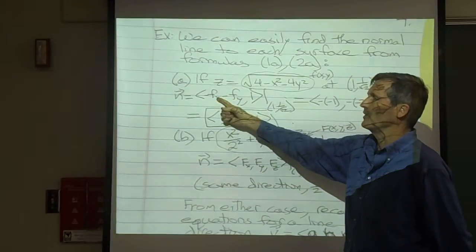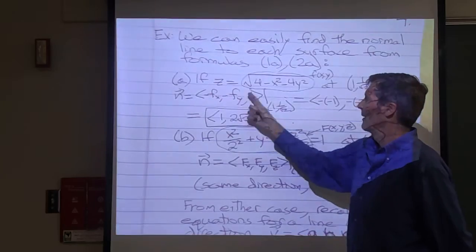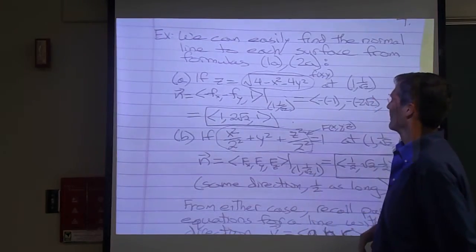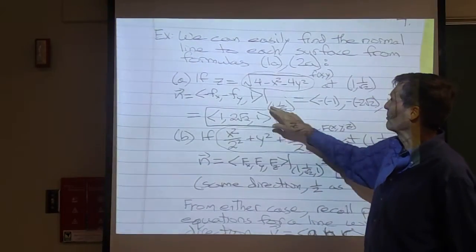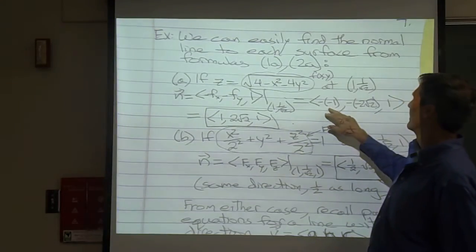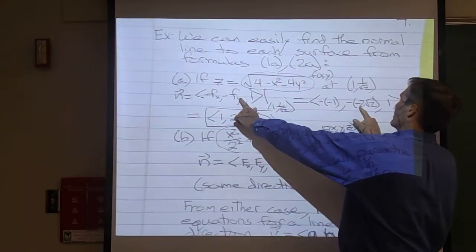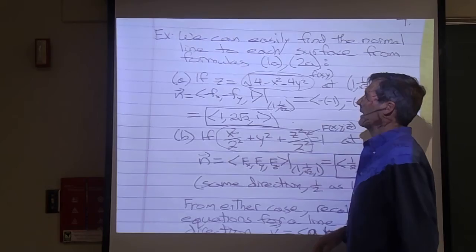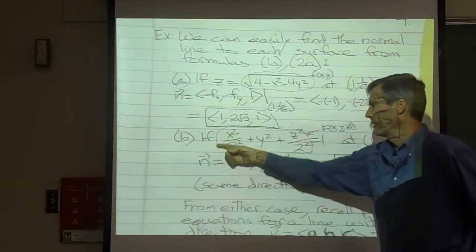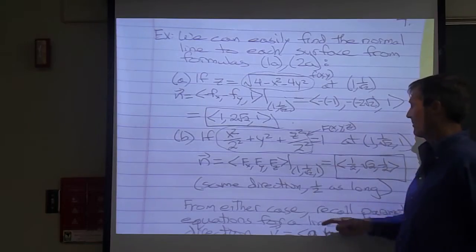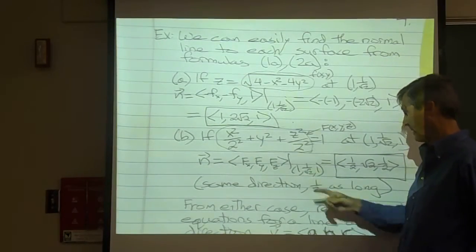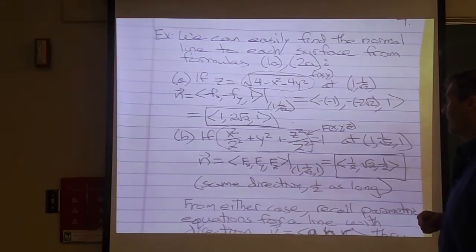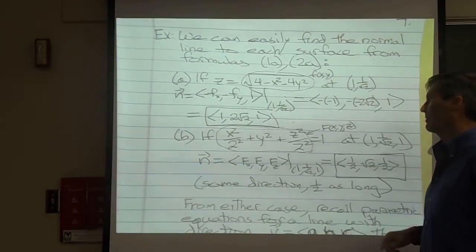These were just the coefficients that came out in the equation, right? So minus fx, minus fy, 1 was the normal from which we deduced the equation. And so you just plug in the point, 1 over square root of 2, and you get this normal vector 1, 2 square root of 2, 1. And if you give the surface implicitly, remember the normal vector was just the gradient, fx, fy, fz. Plug in the point, and we get the vector 1/2, square root of 2, 1/2. And so, either way, you can use either normal vector, it doesn't matter.